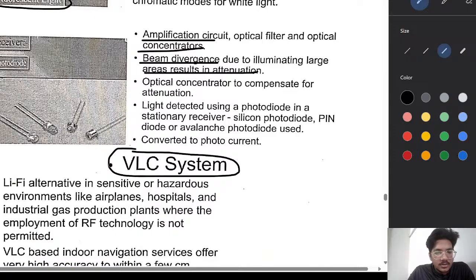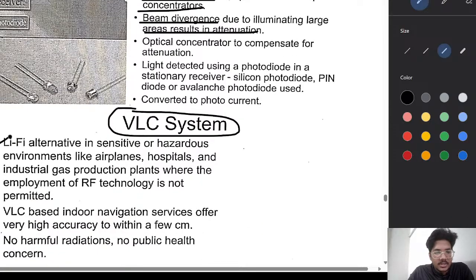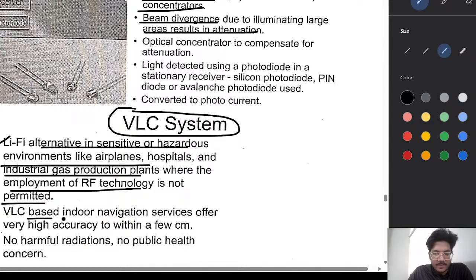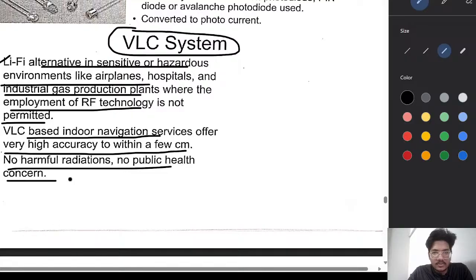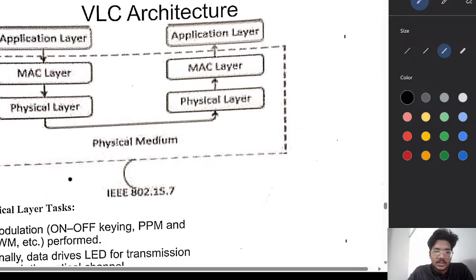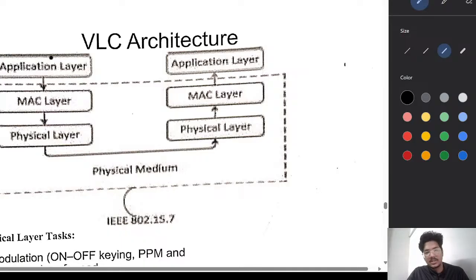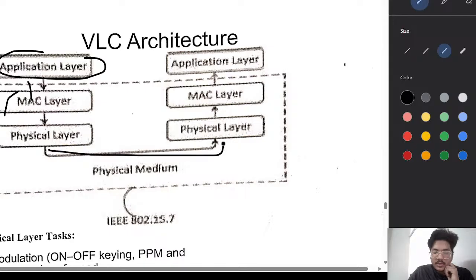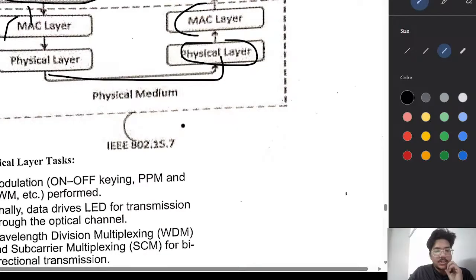VLC system. VLC is an alternative for sensitive or hazardous environments like airplanes, hospitals, and industrial gas, where the employment of RF technology is not permitted. VLC based indoor navigation service offers very high accuracy within a few centimeters. There is no harmful radiation and no public health concern. The VLC architecture goes from the application layer to the MAC layer to the physical layer, and then the data goes from the physical layer to the MAC layer and then the application layer.